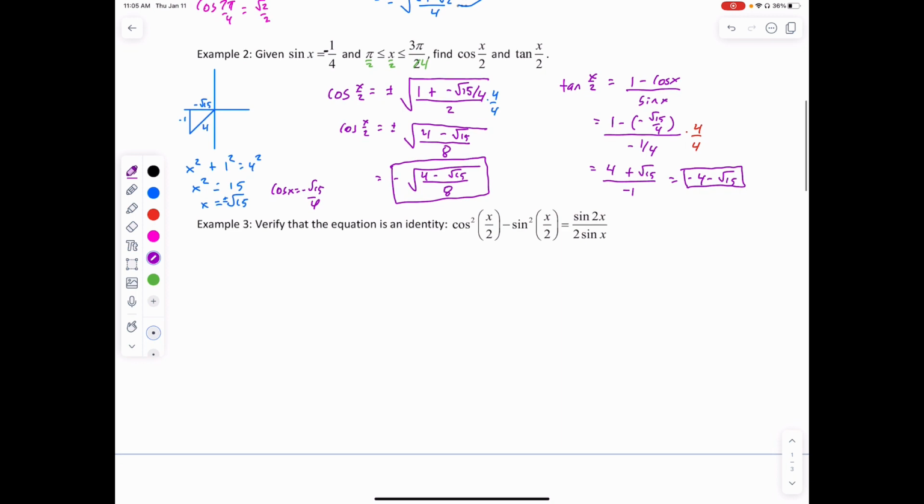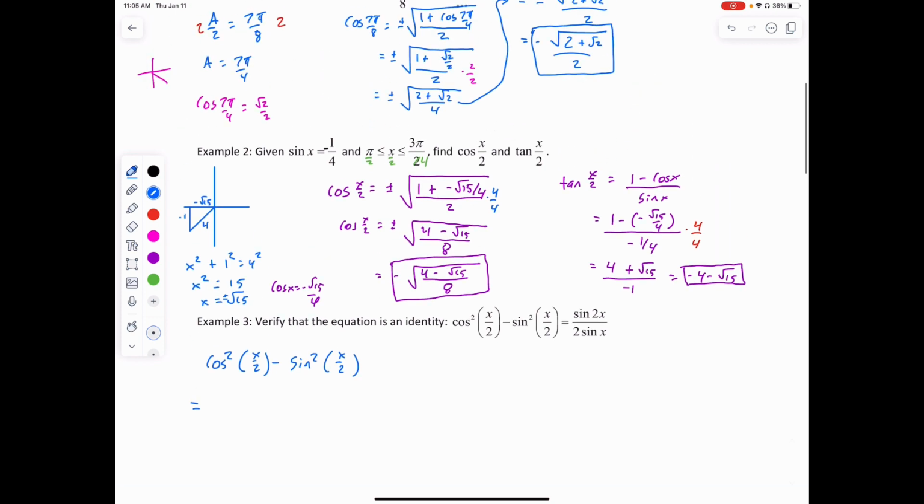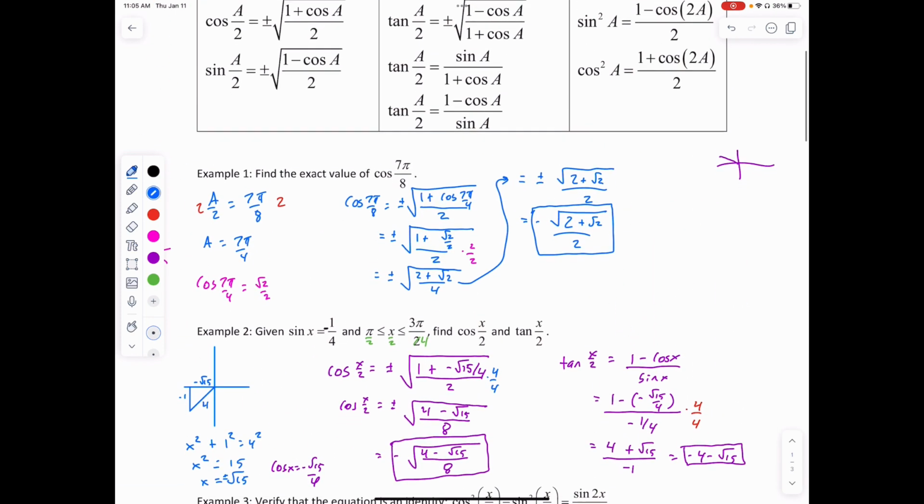Moving on to the next problem, we're back to verifying identities. So again, we want to pick a side to start with and then just proceed from here. As always, I like to start with the side that looks a little bit more complicated. So why don't we go ahead and start with the cosine squared of x over 2 minus the sine squared of x over 2. Well, I know from these formulas up here, I know what cosine and sine of x over 2 are.